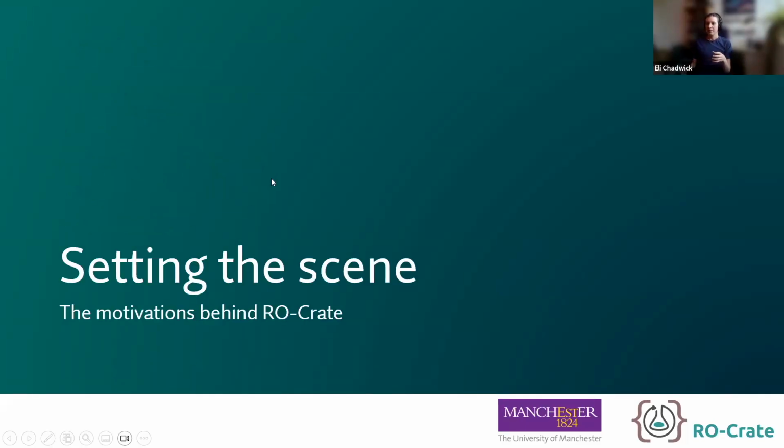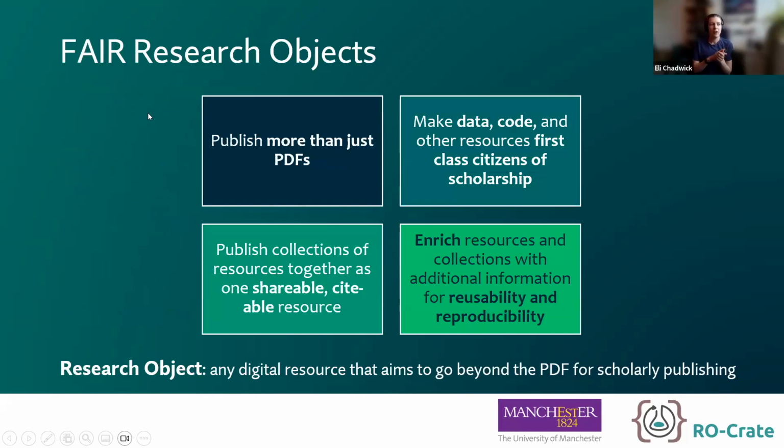So the motivations. RO-Crate comes out of this previous initiative called FAIR Research Objects. And so the idea here is that a research object is any digital resource that aims to go beyond the PDF for scholarly publishing. So when we do research, we produce all sorts of things. As you all know, we produce data, we produce workflows, as well as papers and so on.